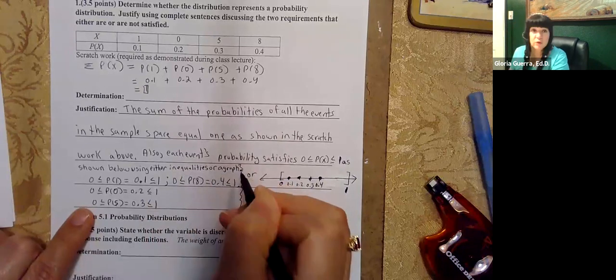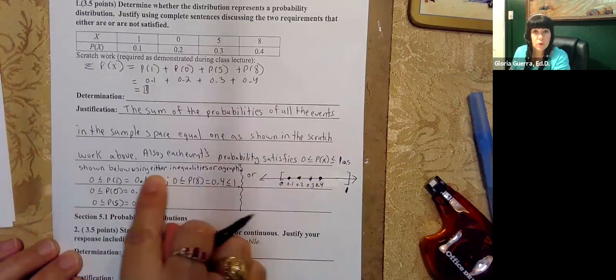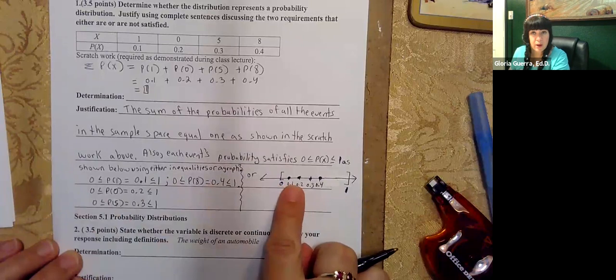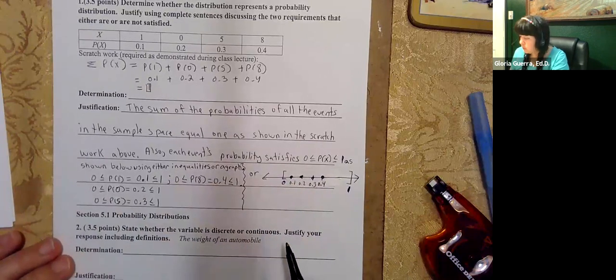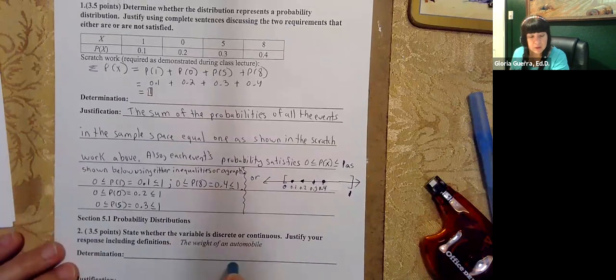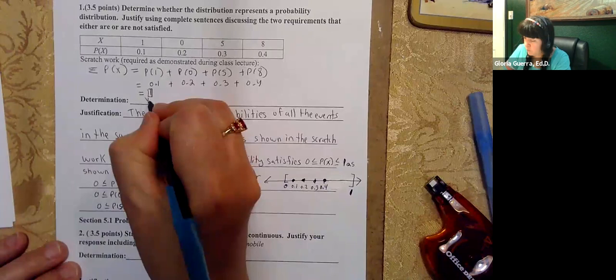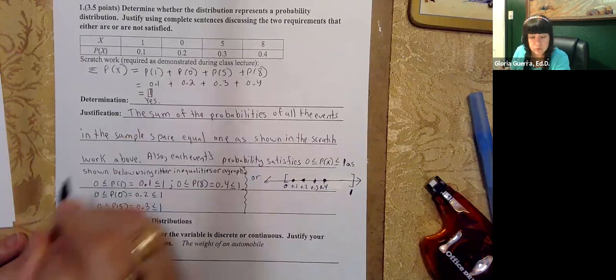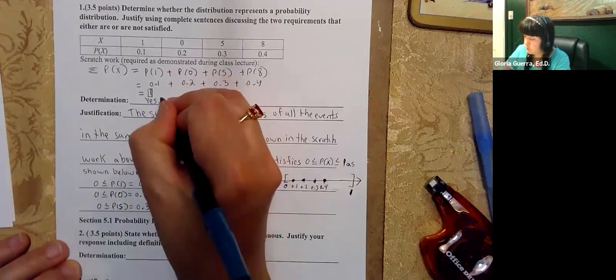Yeah, so you could either do this. I think I did both of these in class. I did this, or I also did a graph, and that shows that, right? That justifies that. So that means that yes or no determination, that means that yes, this distribution represents a probability distribution.